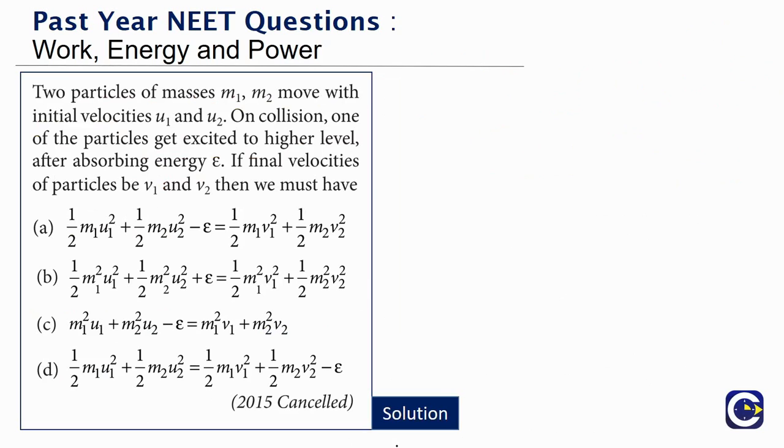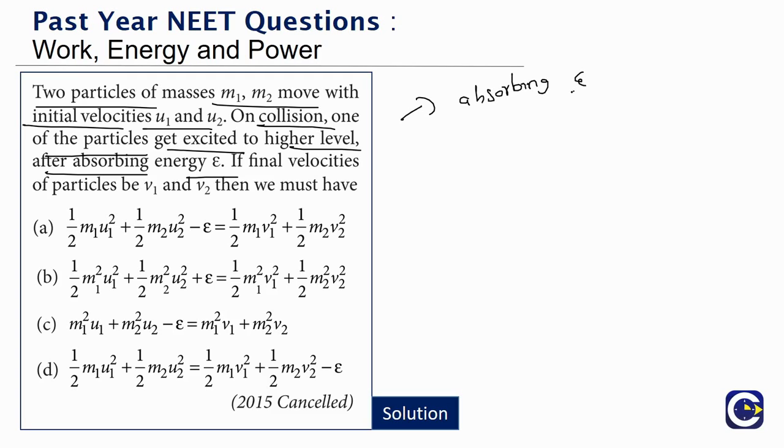Next we have another question from the 2015 cancel paper. Two particles of masses m1 and m2 move with the initial velocities u1 and u2. On collision, one of the particles gets excited to a high energy level after absorbing energy E. Means one of them is absorbing energy E.